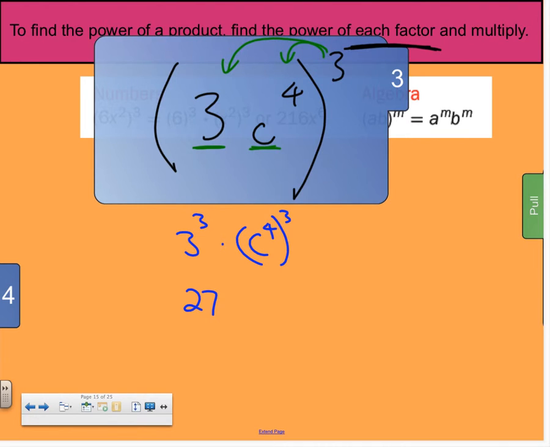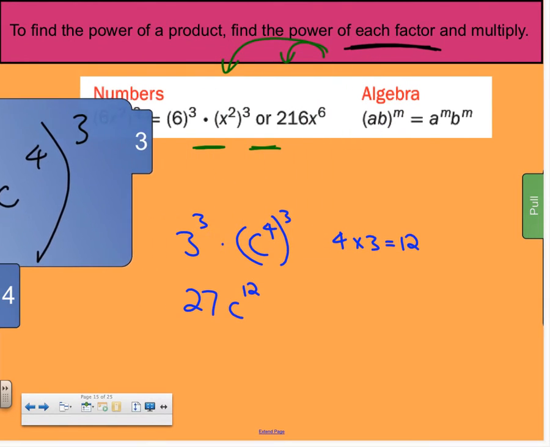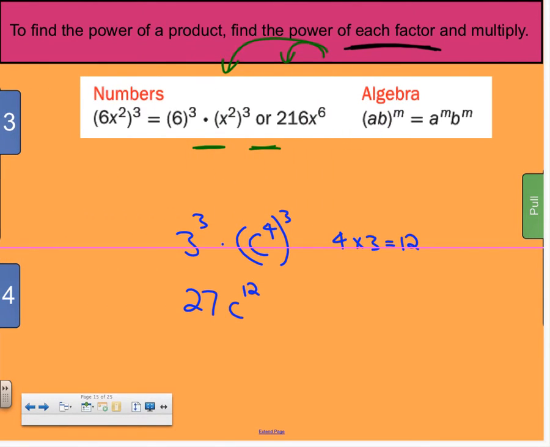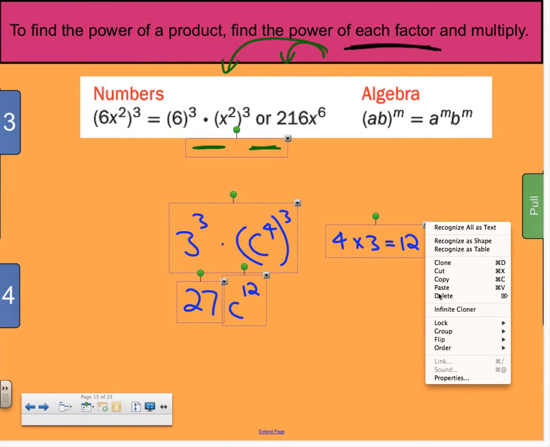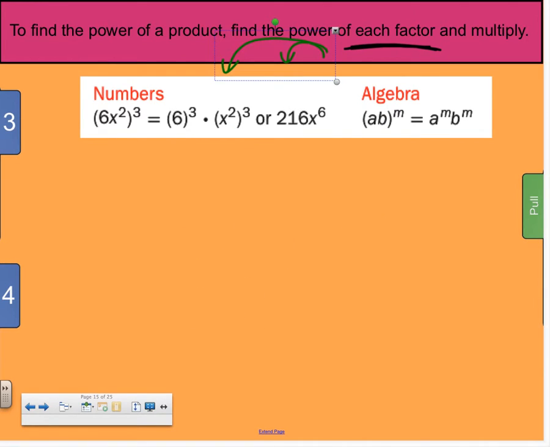Multiply them. So what's 4 times 3? So my answer is 27 C to the 12th. Okay? All right. Now, what's the difference? Look in your books and tell me what's the difference between example 3 and example 4.